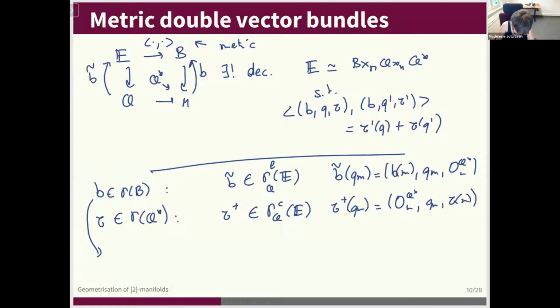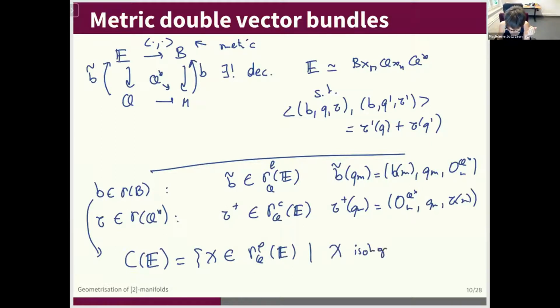prototypes of linear sections. We're going to be able to define CE as a space of linear sections of E over Q that have isotropic image. So isotropic in the sense that if you take X at Q, Q prime, two elements of Q over the same points in M.